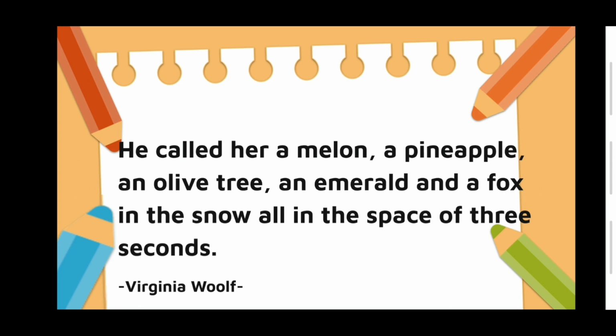Let's start identifying the nouns. The first noun that we can find is melon. That's a noun, and it's a fruit. Fruit is a noun. Pineapple is a noun. Another noun that we can find in this text is olive tree. That is a noun. Emerald. An emerald is a noun. And last but not least, fox. A fox is a noun. Fox is an animal. Animals are nouns.